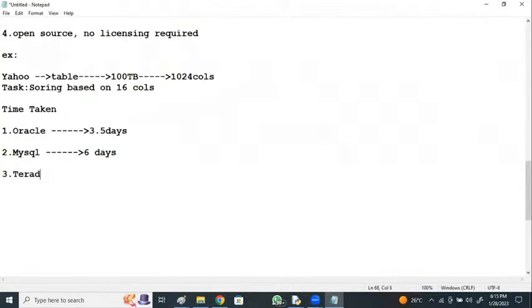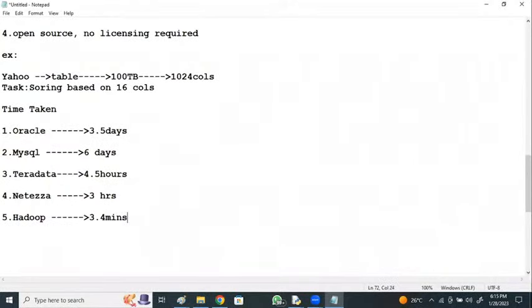And if you talk about specialized databases like Teradata, used for data warehouse purposes and able to handle TBs of data, it has taken just 4.5 hours, right? Another specialized database like Netezza has just taken 3 hours to process this. But finally, Hadoop has taken just 3.4 minutes, and the latest version of Hadoop has taken just 1.2 minutes, right? If you talk about Spark, it will take seconds. Spark's speed is even faster than Hadoop.